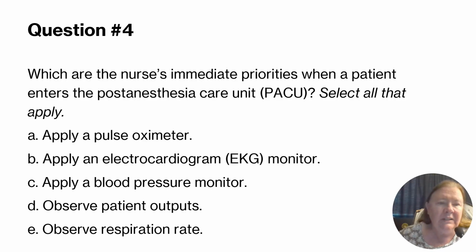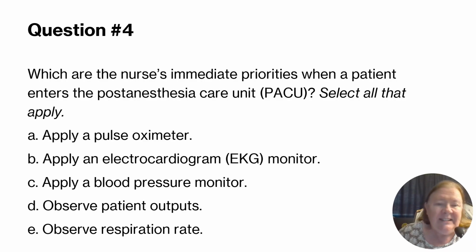Letter B is also correct. Apply an EKG monitor. In the PACU, the immediate priority, again, is to maintain the patient airway, verify the patient's respiratory and cardiac function. This requires an immediate application and observation of an EKG monitor. All right, letter C is also correct. In the PACU, the immediate priority is to maintain a patent airway and verify respiratory and cardiac function. This requires immediate application and observation of a blood pressure monitor.